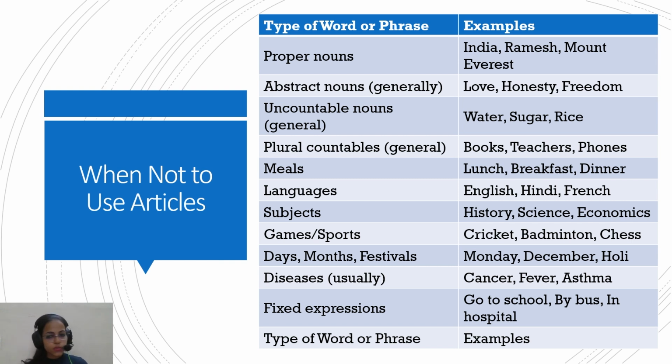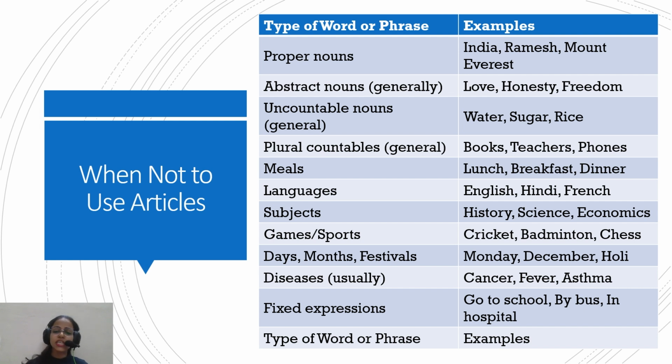Plural countables: articles are used for singular, so books, teachers, phones, the books again do not make sense. Meals: lunch, breakfast, dinner. We do not use an article before these meals. It's not that we don't use articles around lunch at all. We do not use an article before the word lunch, before the word breakfast, and before the word dinner. No, that's not what I'm saying.